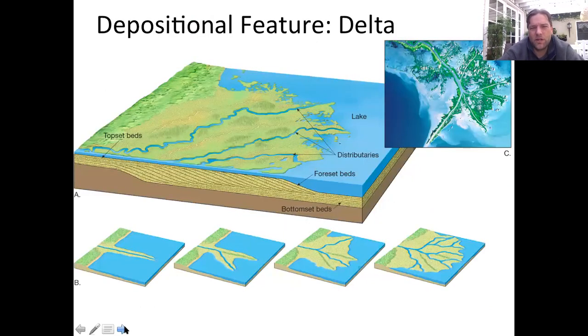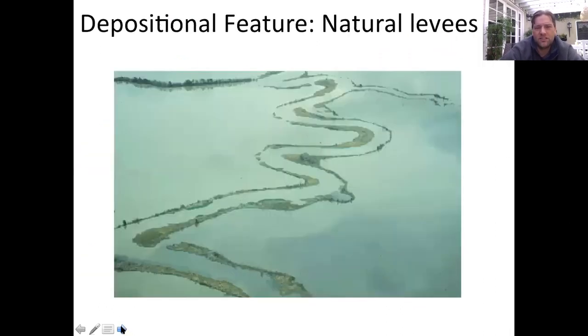Now we've made our way all the way to the ocean, and the key feature there is called a delta. And again, now the tributaries, the rivers are going to sort of branch apart to distribute the sediments. And so those waterways are called distributaries. And that again is a depositional feature.